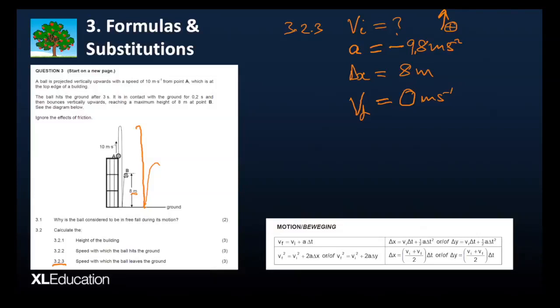We need to calculate V initial. So at the moment, you might take all of them. First, we need our acceleration. There is acceleration, there is acceleration, there is acceleration. There is no acceleration here. Fine. We have now checked acceleration.